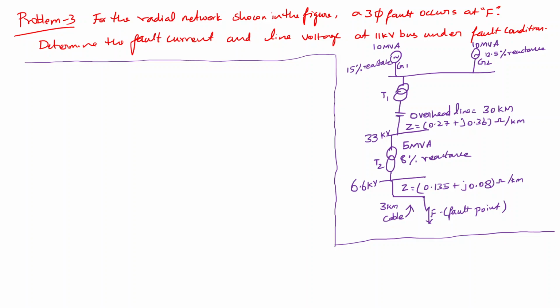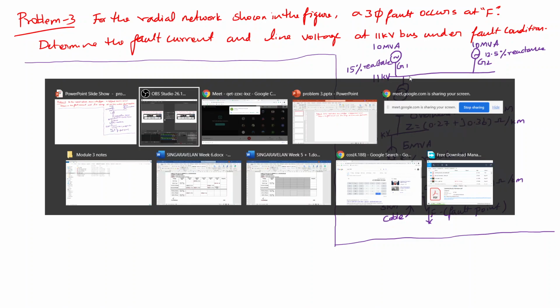So here they're asking to determine the fault current, that is IF, and then the line voltage at the 11 kV bus. So where is 11 kV? Here it is, it is 11 kV. In this bus, what is the bus voltage during the fault, under the fault? We need to find out.